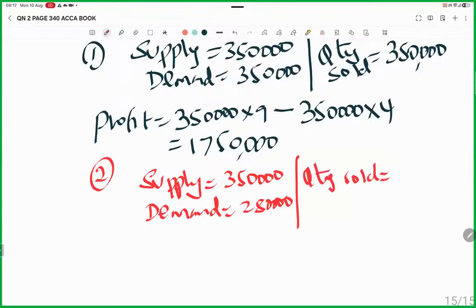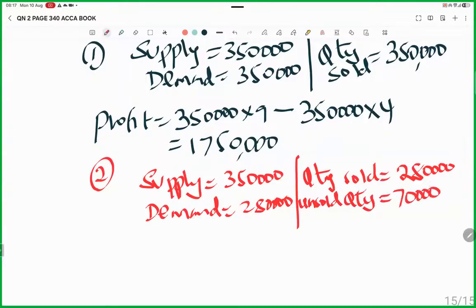will be what here, somebody, the lower, 280,000. But you see, we had supplied more. So we have unsold quantity. We supply 350, but we sell 280. So what is the unsold quantity? You subtract 350 minus 280, which gives me 70,000.